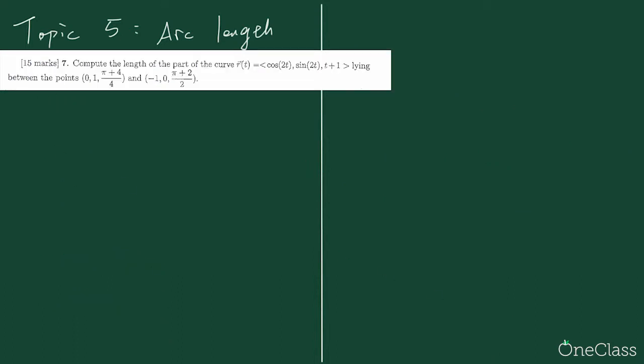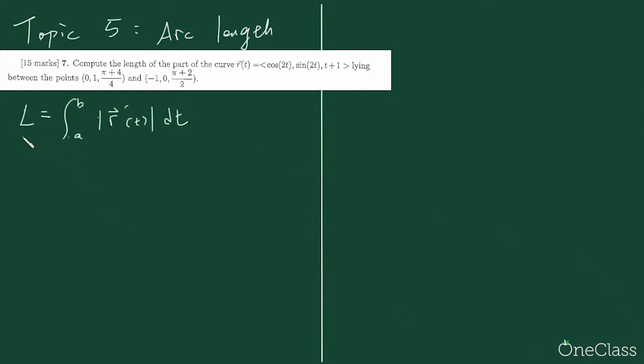So let's take a look at this question. This one is from the 2013 summer session, term test 1, question 7. The question asks to compute the length of the part of the curve r(t) lying between two points, point 1 and point 2.